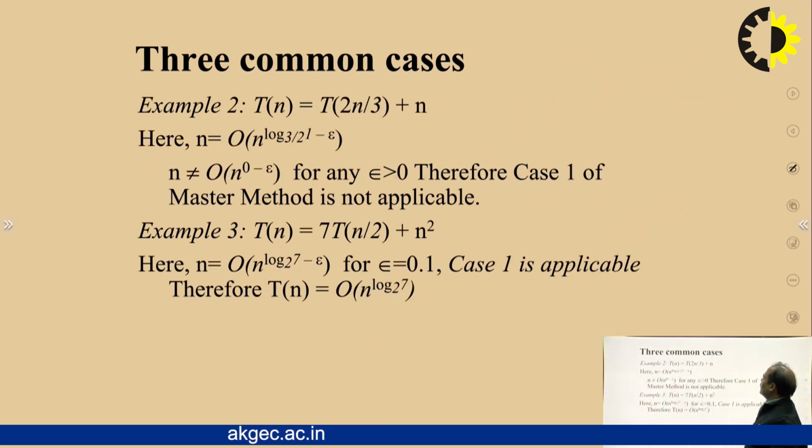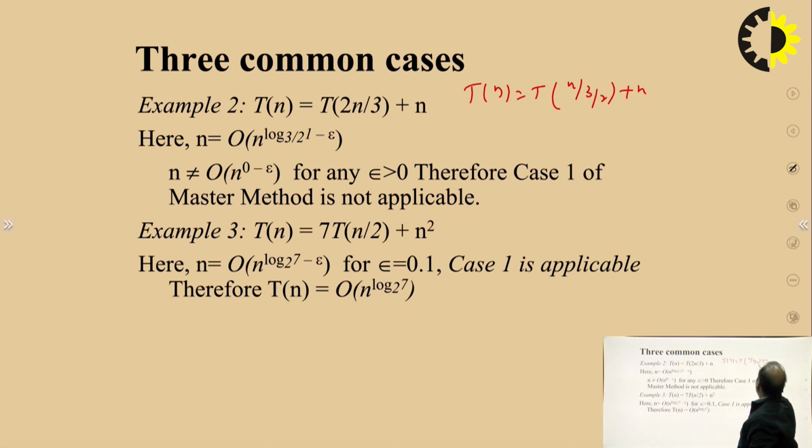So let's have another example. T(n) = T(2n/3) + 1. If you convert this, T(n) = T(n/(3/2)) + 1. And here b is 3/2, definitely, and a is 1. This b is greater than 1 and a is greater than or equal to 1. That means this is a case of the master method.